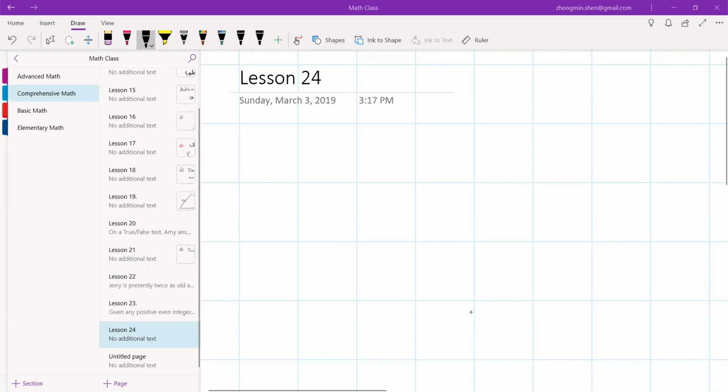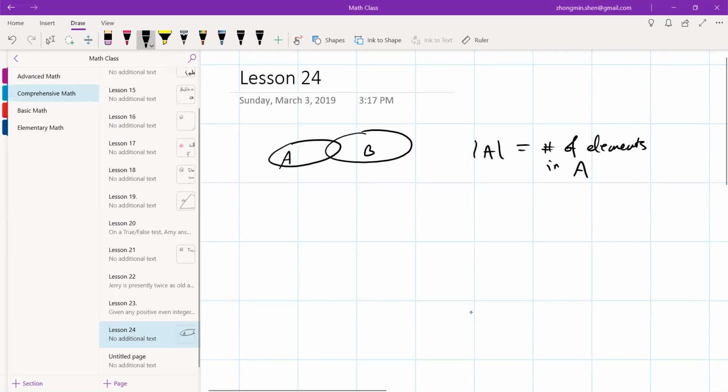Well, let me show you the picture first. Suppose you have two sets, A and B. Okay, and I'm going to use a notation for the number of elements in A. You know this notation is called the union of two sets, right? And this is called the intersection of two sets.